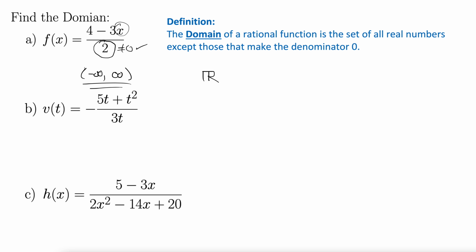Let's look at the next one. Here we do have a variable down in the denominator. We have v of t equals (negative 5t minus t squared) over 3t. So what we do is we take this denominator and we say this cannot equal 0, right? Because remember, we cannot divide by 0. So then we solve for t here, so we'll divide both sides by 3. That tells us t does not equal 0. Back to our definition, the definition says the domain is every number, all real numbers, except those that make the denominator 0. So our domain here is everything except for 0.